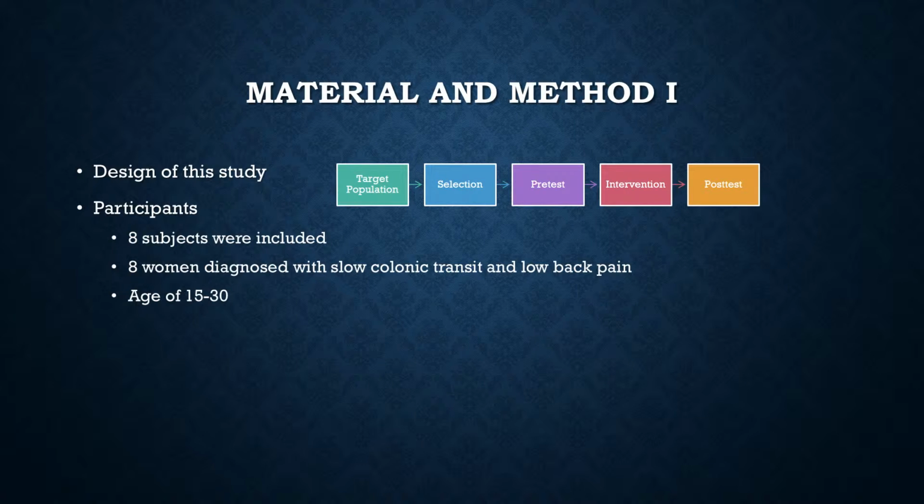This study was conducted as a quasi-experimental design. The procedure was done by pre- and post-testing 8 patients who all had lower back pain and at the same time were diagnosed with slow colonic transit. The aim was to measure the pain level before and after by using the visual analog scale. And as you can see on this figure, it's listed in the right order of the interventions.